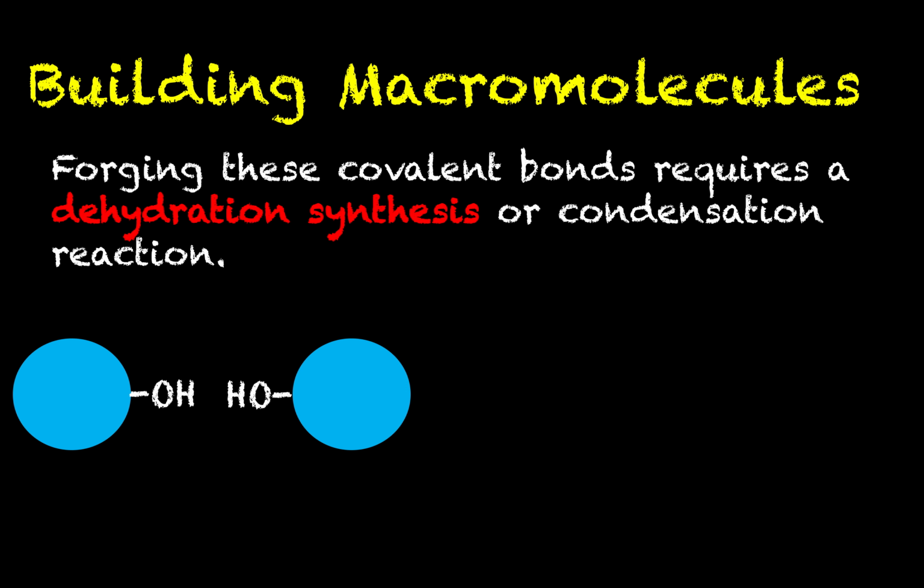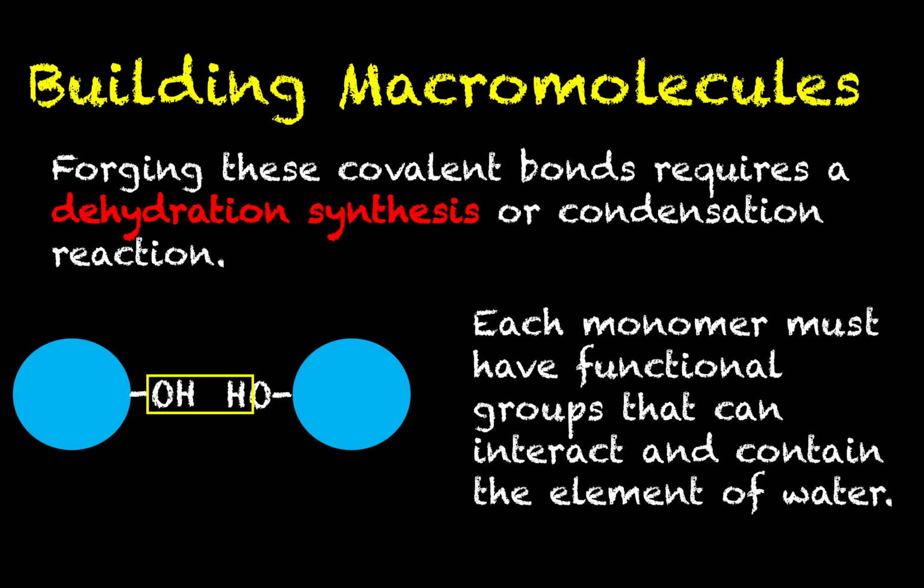So forging these covalent bonds requires a type of chemical reaction called dehydration synthesis, and sometimes this is also called condensation. If two monomers are going to be attached together, they have to have functional groups that are compatible with one another. Specifically, we have to be able to line these functional groups up and see that there is an element of water. Within the bounds of this yellow box here, you can actually see the water molecule that is going to be lost as we form this covalent bond.